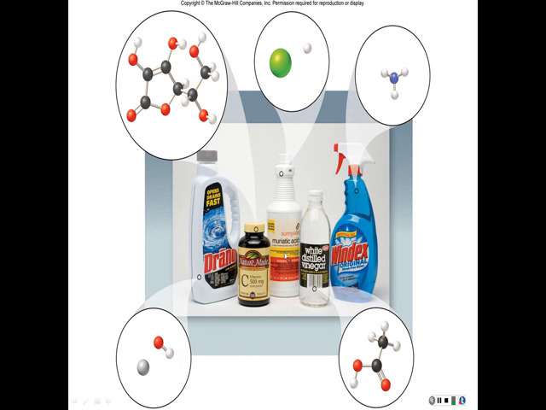We have muriatic acid. This is a strong acid that you can buy at Home Depot or Lowe's. This is really sulfuric acid. And then we have vinegar. This is a weak acid. It's really acetic acid. And then we have some Original Windex that contains ammonia. And ammonia is a weak base.